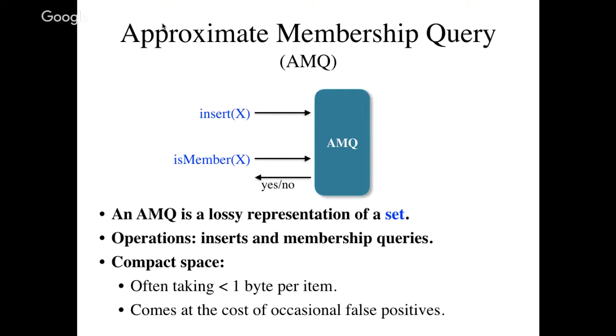An AMQ data structure is a lossy representation of a set, and it supports operations like insert and query. It often takes less than 1 byte per element, but the space savings come from the fact that it occasionally returns a false positive answer. I'll talk to you about what that means in the later slides. Now let's talk about one of the most common and most used AMQ data structures, which is a Bloom filter.